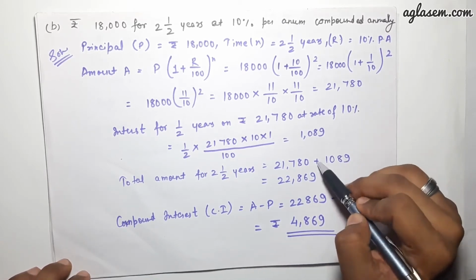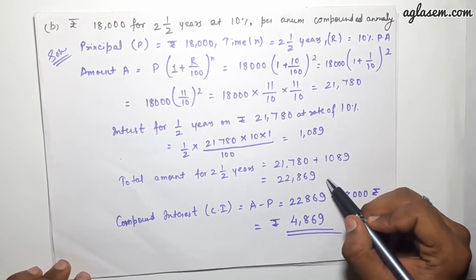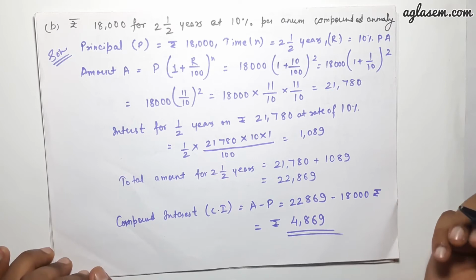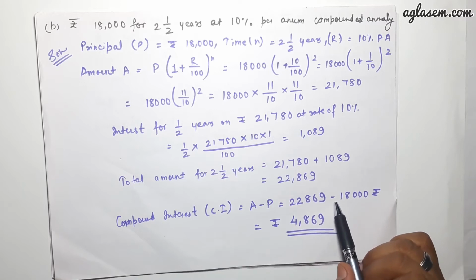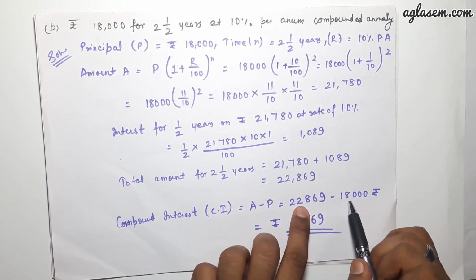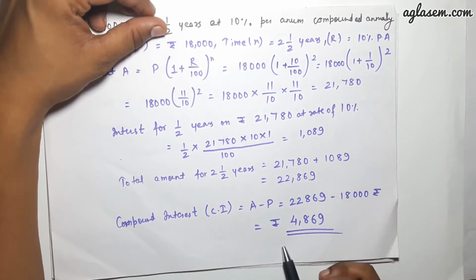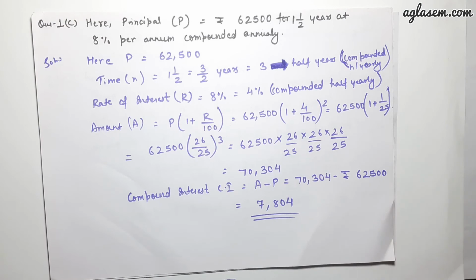So the total amount for 2.5 years is equal to 21,780 plus 1,089. So the total amount is 22,869, and the compound interest, that is CI, is equal to A minus P. So we will get 22,869 minus 18,000. A is 22,869 and 18,000 is P, principal. So after solving this we get the answer, that is 4,869. So now let's talk about C part.